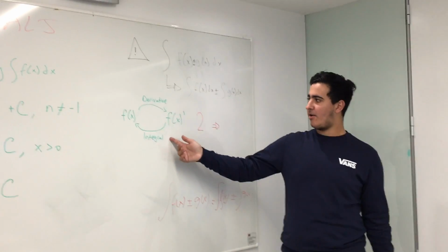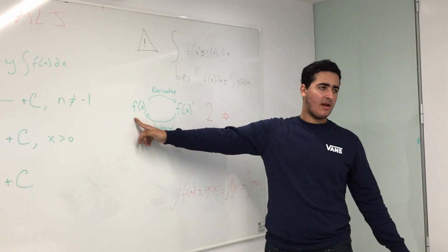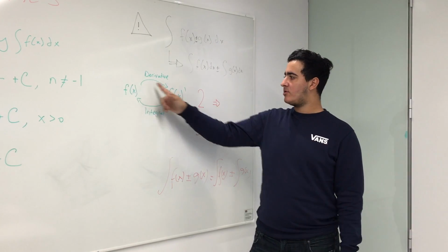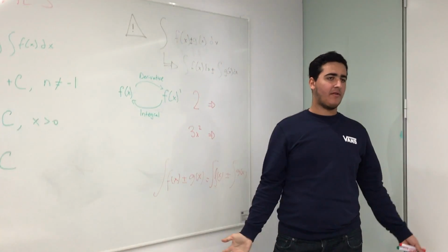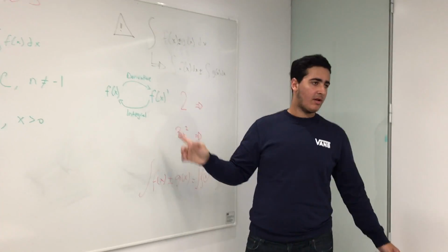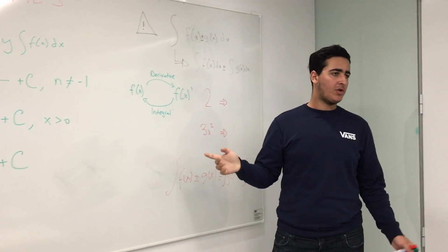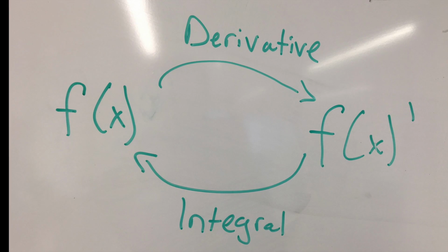As seen by this diagram, when you have an equation f of x and an equation f of x prime, to go from f of x to f of x prime, you use the derivative, which you've covered last year. But to go the other way, from f of x prime to f of x, you have to use the integral, which we will cover today for the first time.